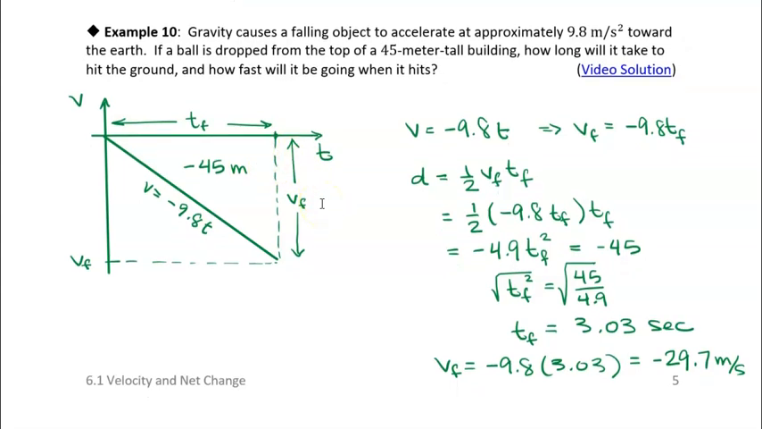So I could say that the speed was 29.7 meters per second. That's how fast it was going. If they want speed, then I just take the absolute value of the velocity to get the speed. The negative just indicates that it's falling in the downward direction. So the velocity has direction, speed doesn't. All right, so I think we've answered all the questions. It takes a little over 3 seconds for the object to hit the ground, and it'll be going 29.7 meters per second when it hits.